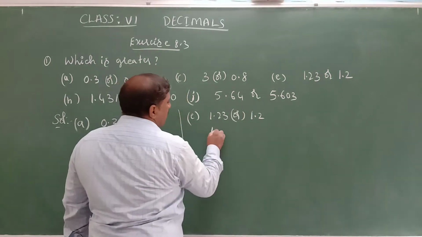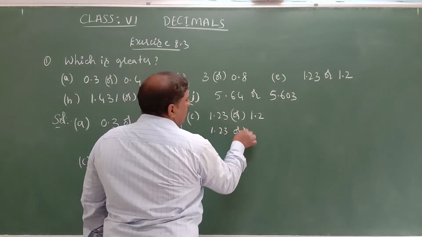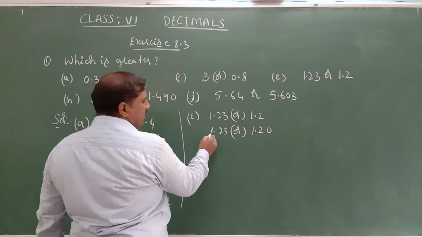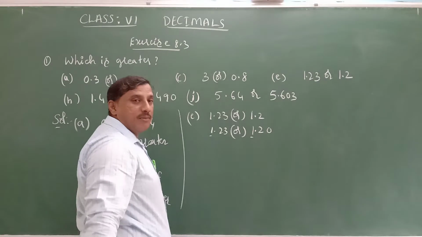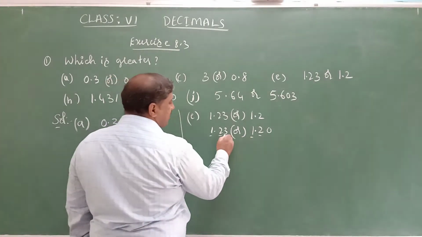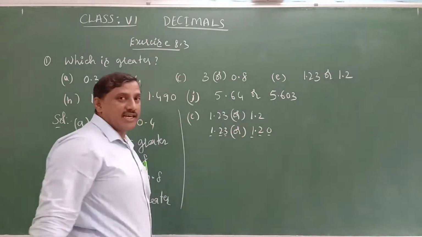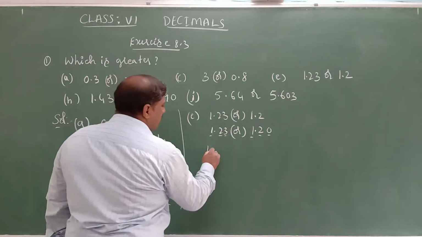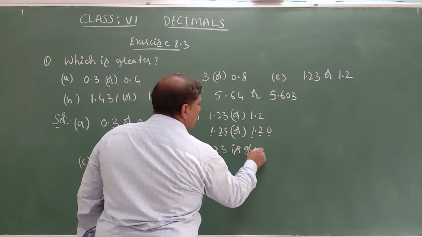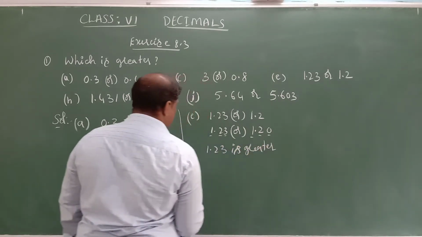So 1.2 can be written as 1.20. Now it is 1 and 1, same whole part. 2 and 2, same 10th place digit. 3 and 0. 3 is greater than 0. Therefore 1.23 is greater. It is the greater decimal number.